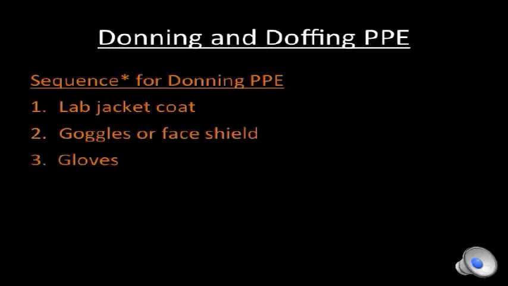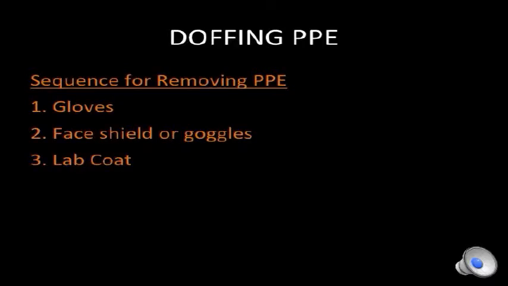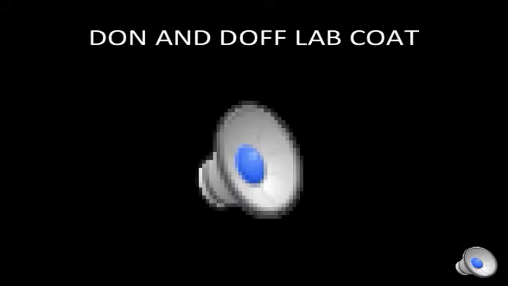The appropriate sequence for donning PPE is to first put on your lab coat. Second, don your goggles and/or face shield. And lastly, don your gloves. The correct sequence for PPE doffing is to first remove your gloves, secondly, remove your face shield or goggles, and lastly, remove your lab coat.